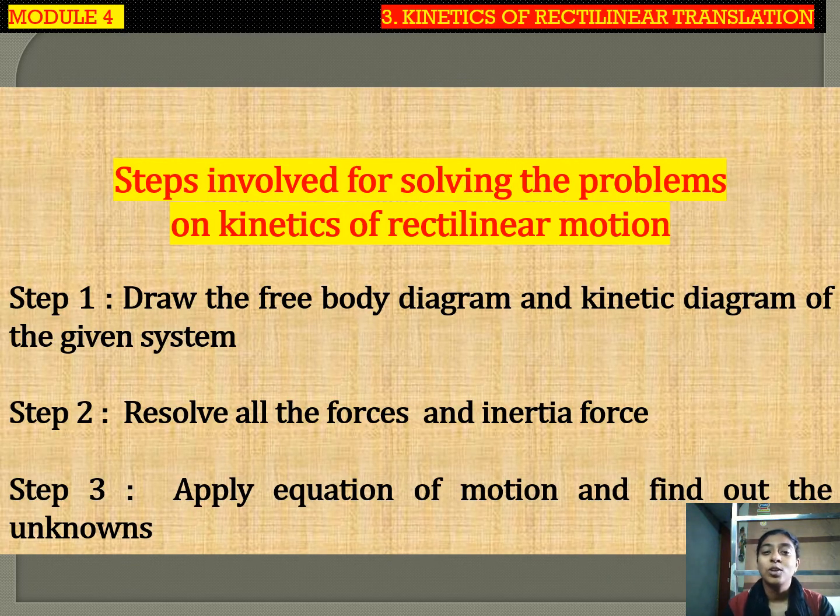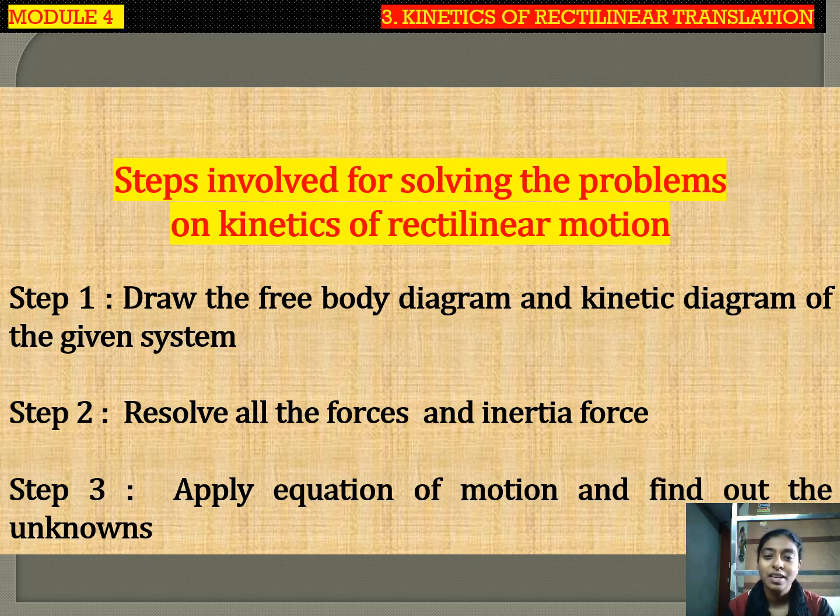So before that, what are the steps involved for solving the problems on kinetics of rectilinear motion? Step 1. First step is to draw the free body diagram and kinetic diagram of the given system. Kinetic diagram means we are including the inertia forces also. In addition to the forces acting on the system, we will draw the inertia forces also. That is why it is called kinetic diagram. Now step 2, resolve all the forces and inertia force. And step 3, apply the equation of motion and find the unknowns.